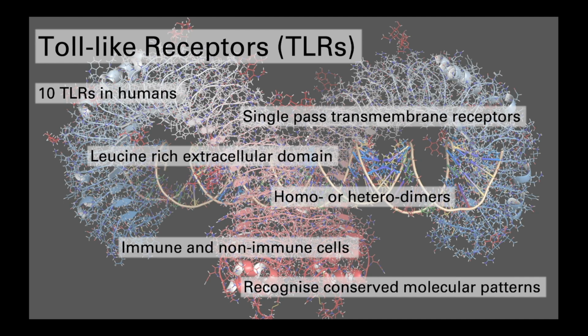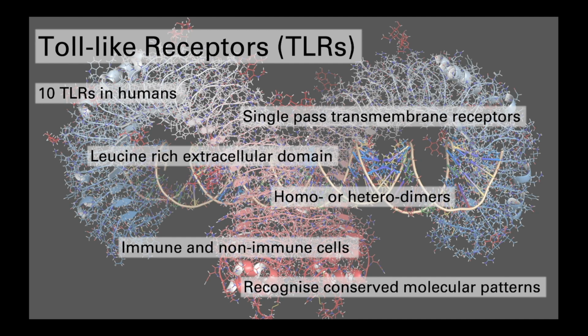The first family we're going to discuss are the toll-like receptors, or TLRs in humans. This is a family of 10 different single-pass transmembrane receptors with an extracellular leucine-rich domain, which form homo or heterodimers, and are expressed on a wide variety of different cell types, including macrophages and neutrophils, where they contribute to phagocytosis, but they're also expressed on dendritic cells, allowing for a link to the adaptive immune response. Importantly, they are also expressed on non-immune cells like the endothelium and stromal cells, allowing for an early warning of an invader.